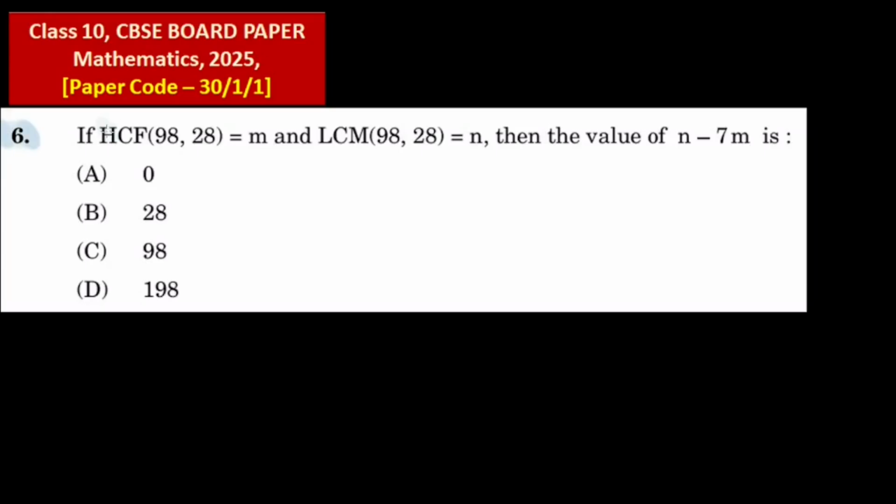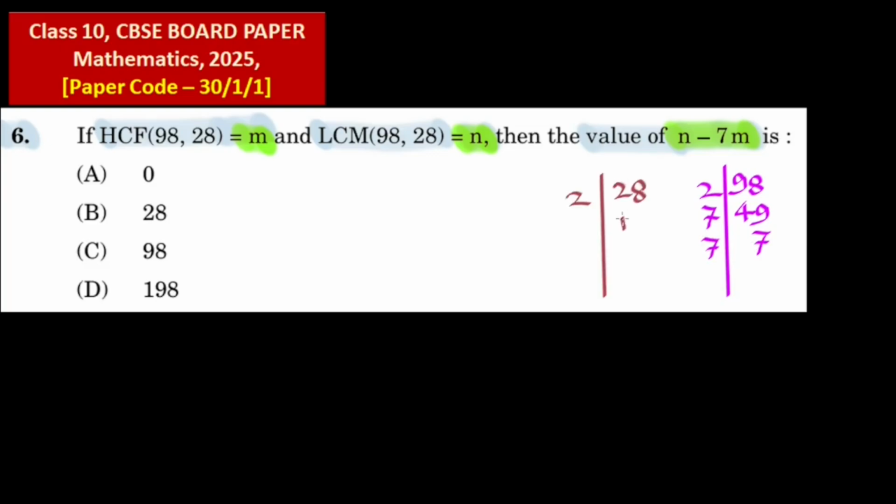Question 6. HCF of 98 and 28 is m. LCM of 98 and 28 is n, and hence we have to find the value of n minus 7m. For finding the value of n minus 7m, we have to find LCM n and HCF m. Now, prime factors of 98, 2 into 49, 7 into 7, and prime factors of 28, 2 into 14, 2 into 7, 7 into 1.